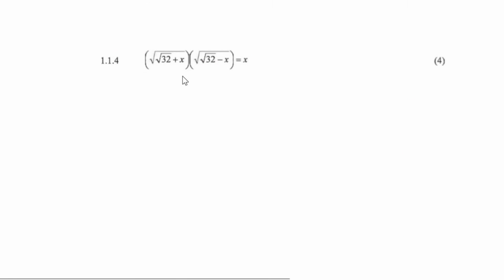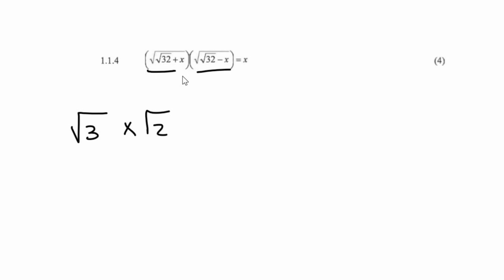This is question 1.1.4. It looks extremely intimidating at first, but let's see what we can do with this one. The first thing I would do is multiply these two brackets together. Now what you should know is that when you multiply two square roots together, for example, square root 3 multiplied by square root 2 gives you square root 6.